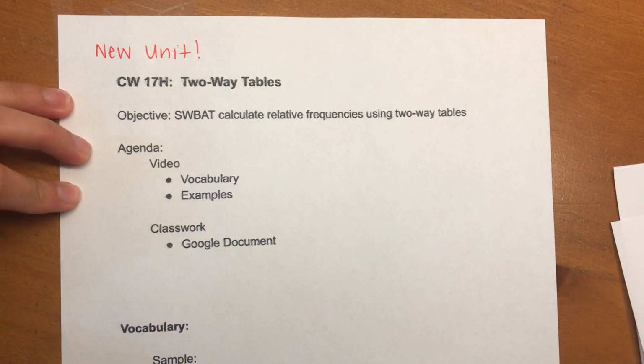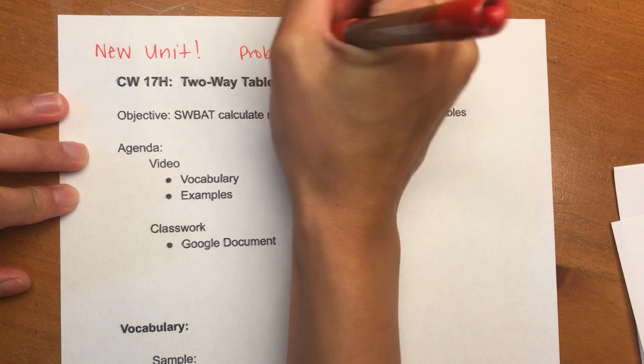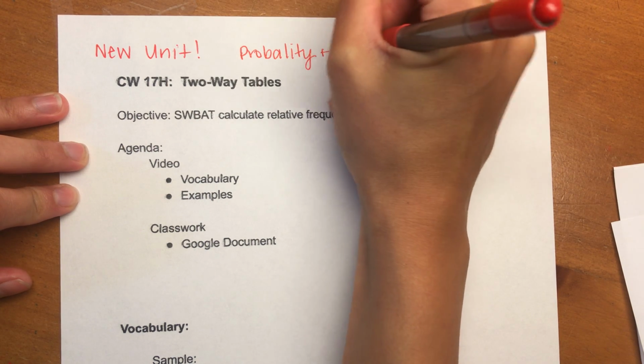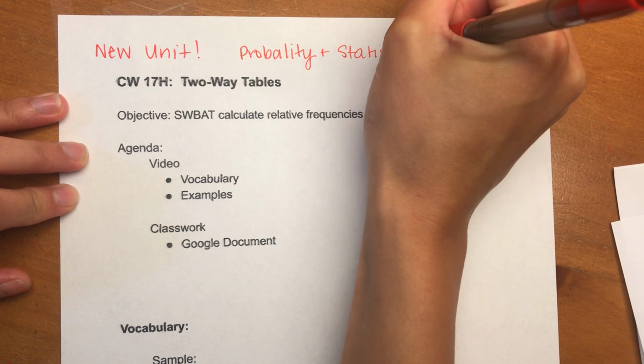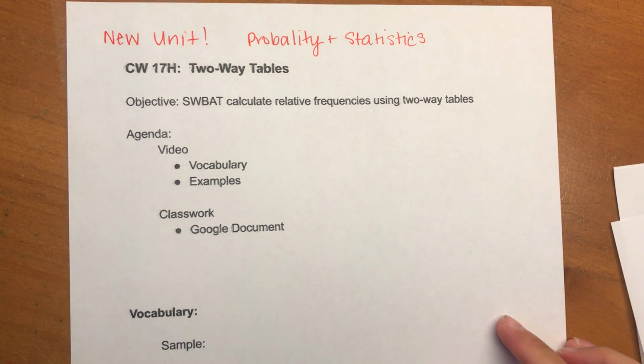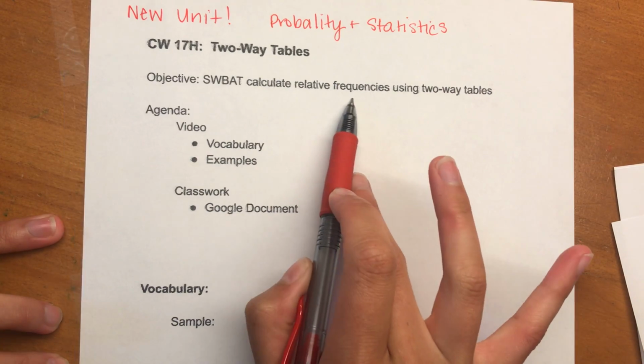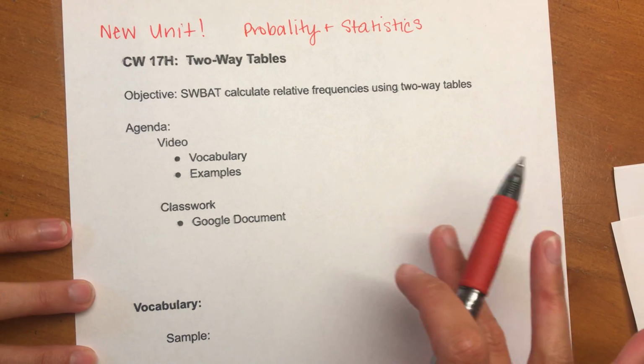Today we are starting a new unit on probability and statistics, okay? So what we're going to start off with is two-way tables, and this should be something that you might have done in 8th grade or Algebra 1. So our objective today is to calculate relative frequencies using two-way tables.